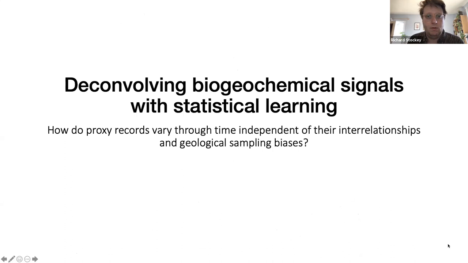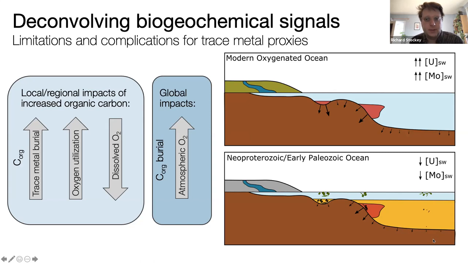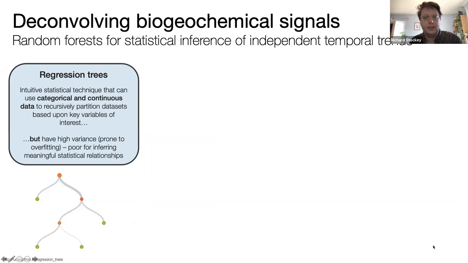But again, those are just raw records, and here we specifically want to address the question of how proxy records vary through time independently of their interrelationships and geological sampling biases. And this includes accommodating for environmental contexts such as depositional environment and local redox. It also includes things like correlations between trace metal proxies and organic carbon. Our approach here to generating deconvolved biogeochemical signals employs a statistical learning approach called random forests.